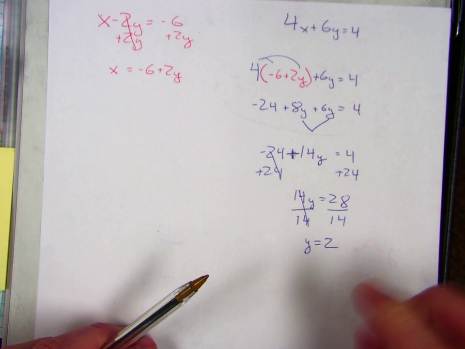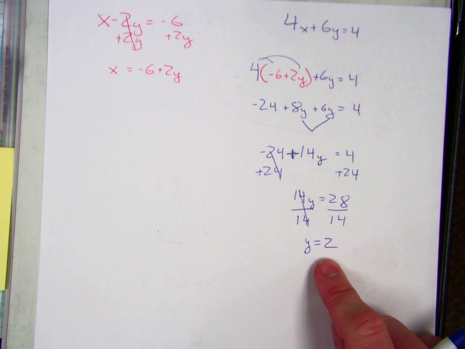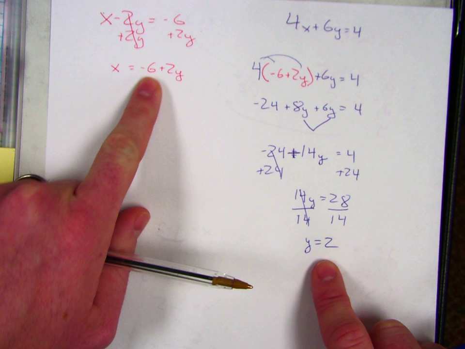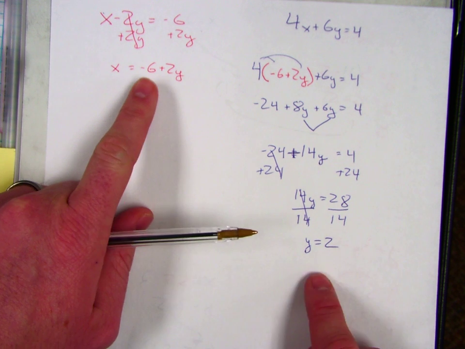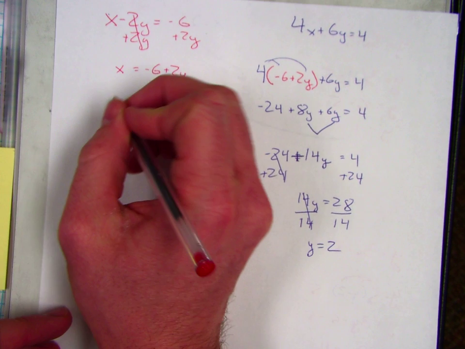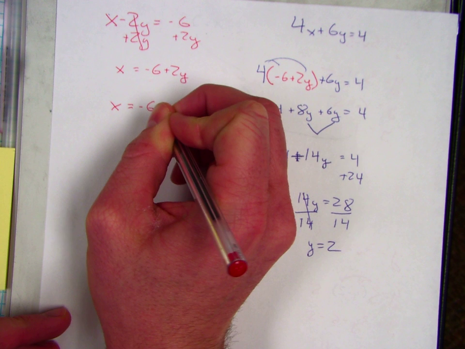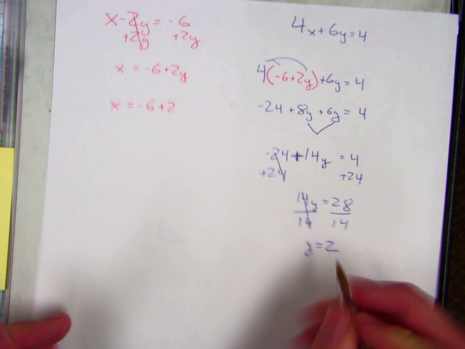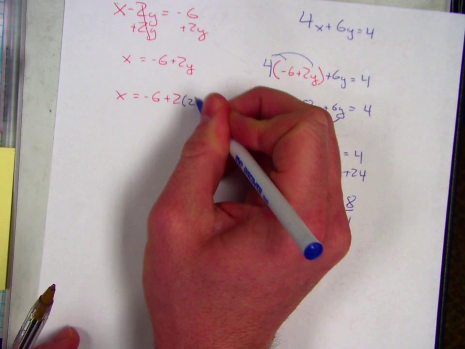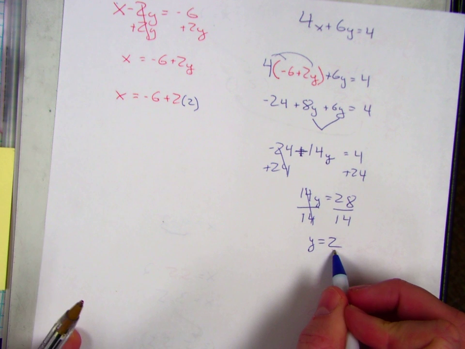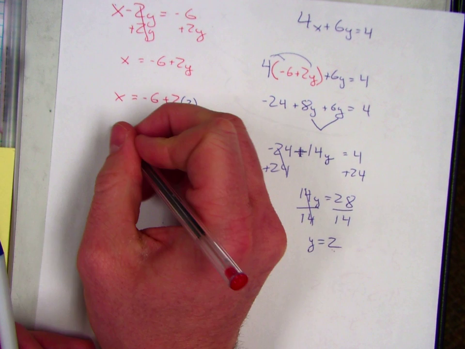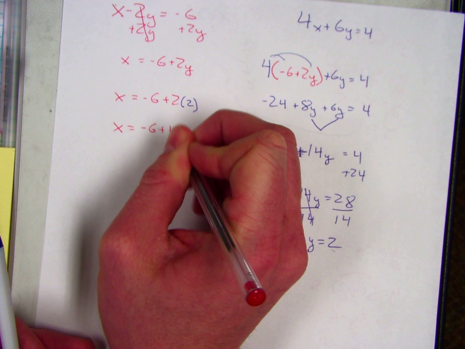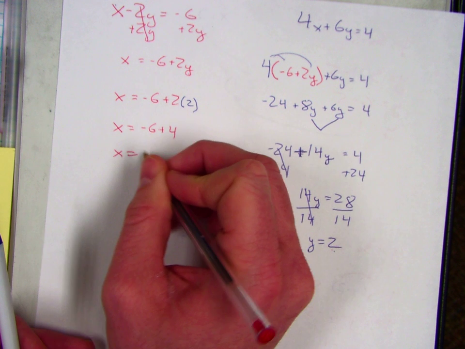Well, I know the y value of my solution. Now I just have to go back and find the x value. So if I come back to my other equation, I can use that now. But instead of y, I now know that y is 2, so I'm going to substitute that 2 in for y. And now I'm just simplifying. Negative 6 plus 4 is negative 2.